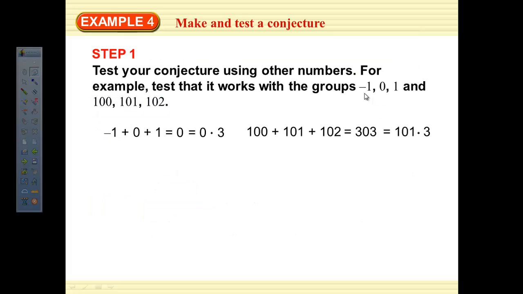So we try it with -1, 0, and 1 to try it with smaller numbers and negative numbers. We get the same thing. It's 0, which is the middle number here. And we do 100, 101, 102 gives us 303, which is 101 times 3.